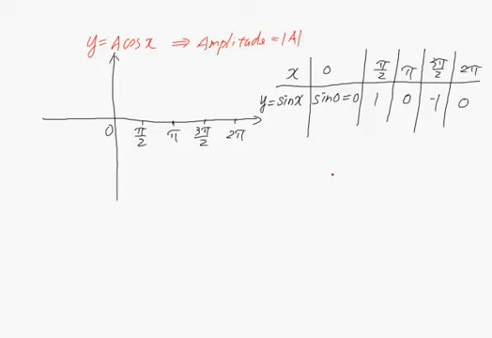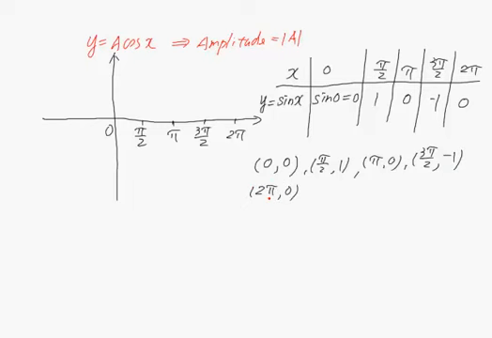So in this way, you form the 5 key points. That is the 0, then the corresponding y coordinate is 0. So you have the 0, 0. Just pair these two numbers. And then half pi, the corresponding y value is equal to 1. So you get the half pi, 1. And then pi, 0. And then 3 pi over 2, negative 1. And then 2 pi, 0.